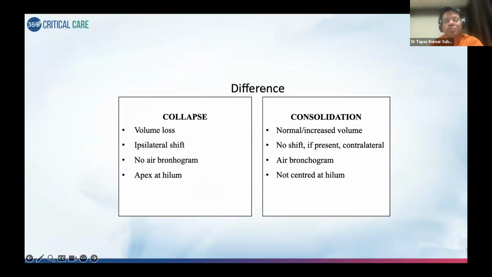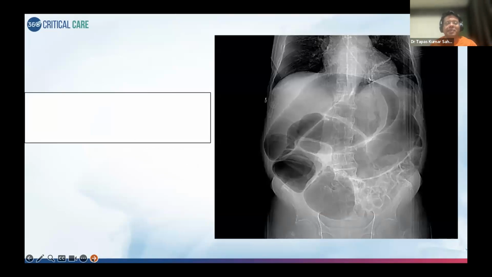The difference between collapse and consolidation. In collapse, there would be volume loss, ipsilateral shift, no air bronchogram, and the apex is at the hilum. In consolidation, volume is normal or increased, no shift, if present it is contralateral, an air bronchogram would be there, and it is not centered at the hilum. Collapse will be centered at the hilum.